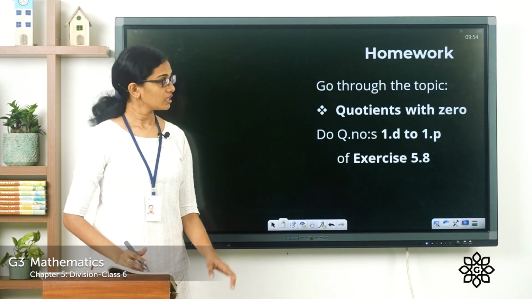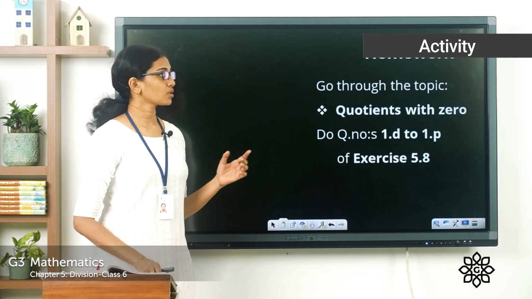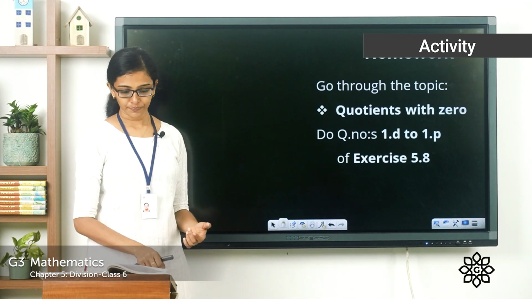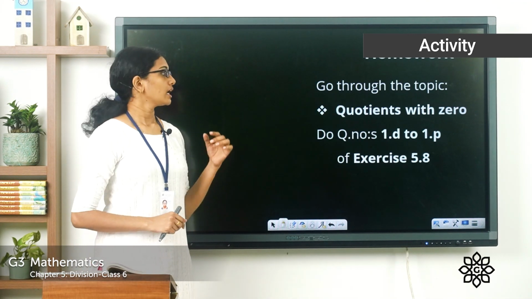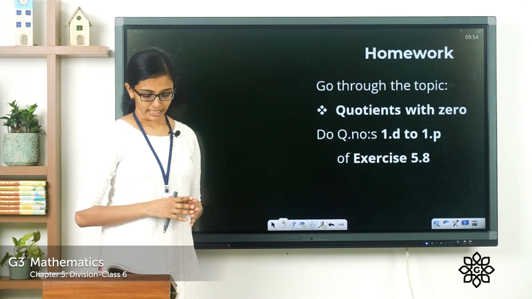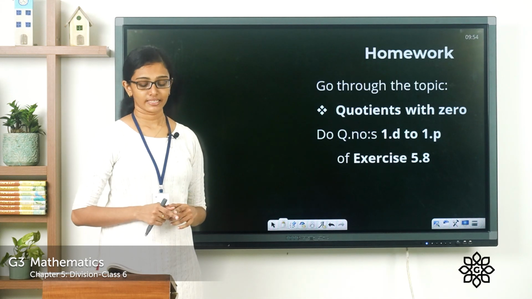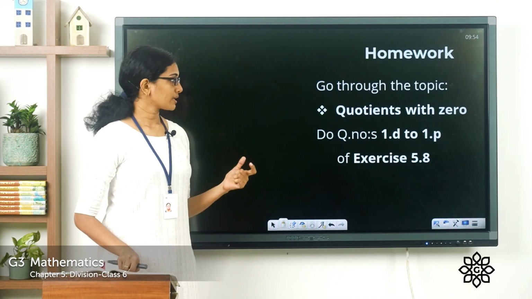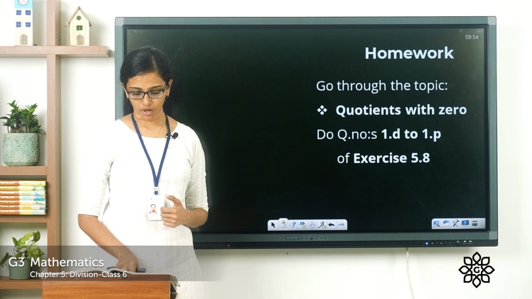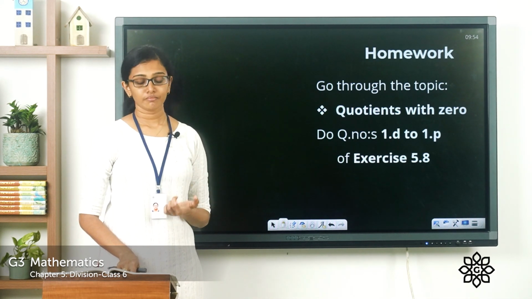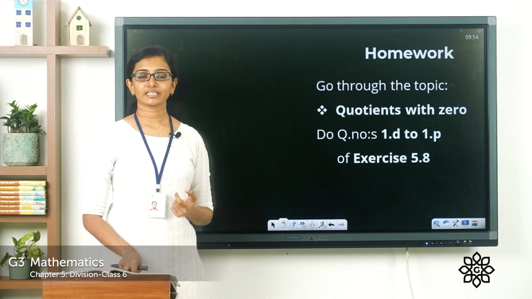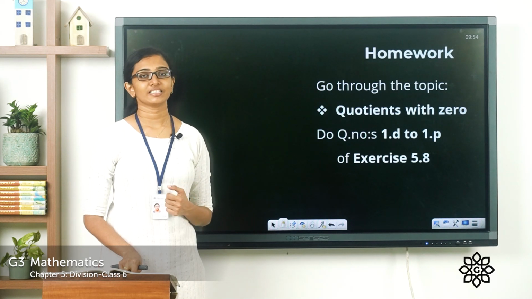Now, children, you have to go through the topic quotients with 0 in your textbook, which is in page number 75 and 76, and you have to do some questions in your notebook. In exercise 5.8, which is in page number 76, you have to complete the questions 1D to 1P in your notebook. Questions A, B and C we have already worked out in the class. So once you are done with the exercise, we can take a picture and send us through Teams.